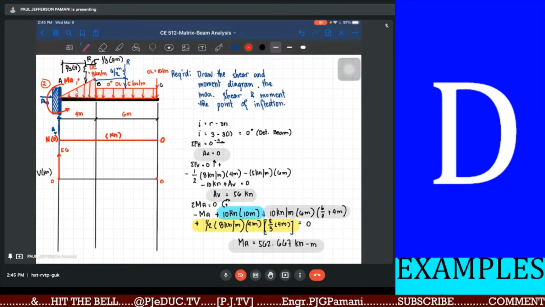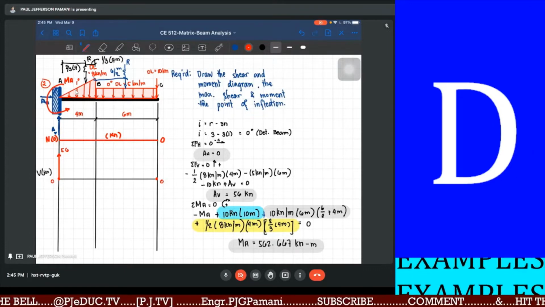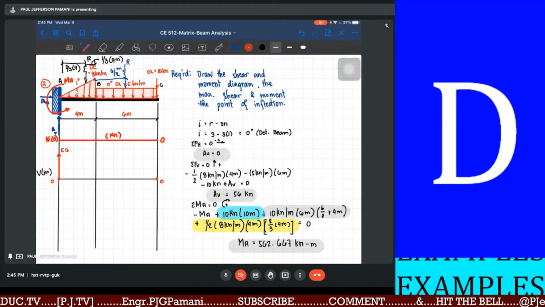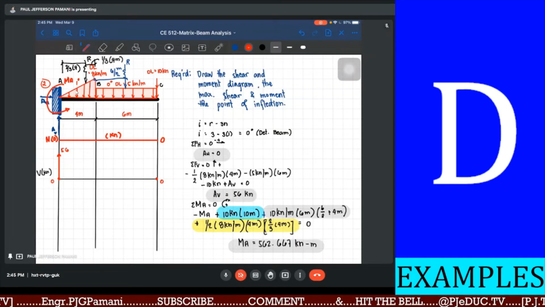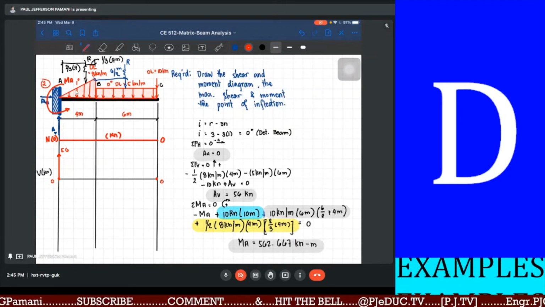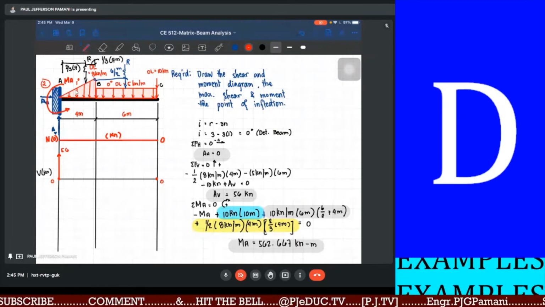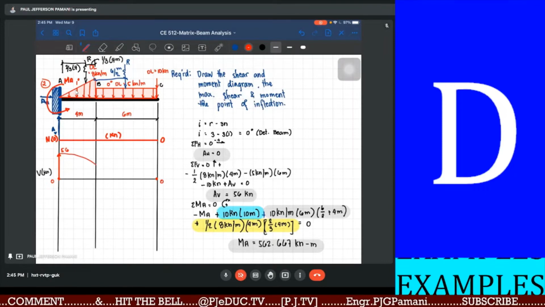So, 56 kilonewton minus the area of the varying load is 1/2 of 8 times 4. That is positive 40. So, magiging curve.